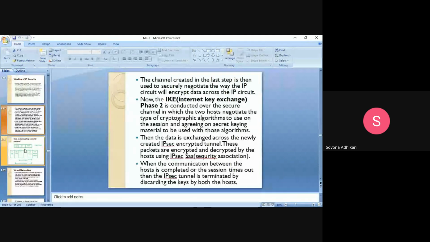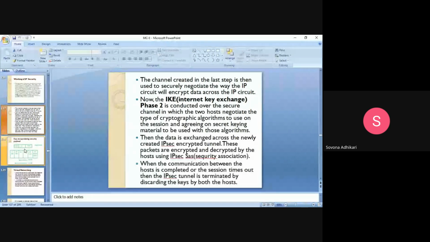So, for example, if on the source side every letter is replaced by its next letter, suppose A is replaced by B, then on the decryption side, every letter will be replaced by the previous letter to get the original data.